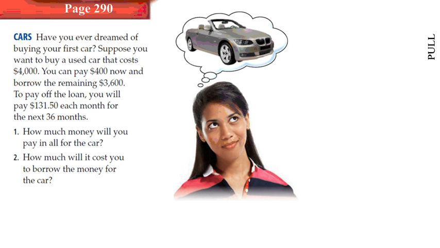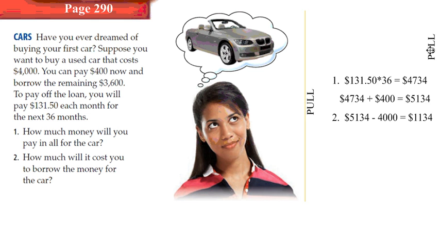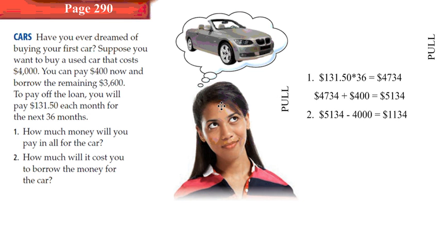Okay, so the first question, how much money will you pay for the car in all? Well, there's $400 that you pay up front, and then that $131.50 you're going to pay every month for 36 months. So that one is going to be $4,734. When you take that monthly payment times 36 months, that's what you end up paying. So that number plus the 400 gives us $5,134.